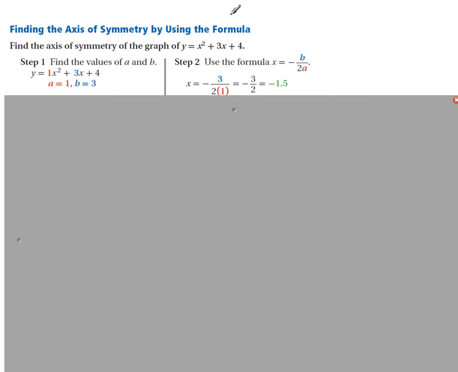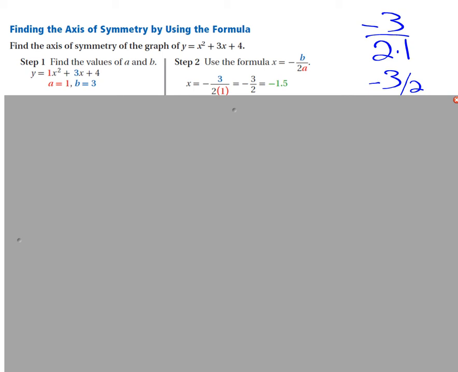Alright, so if it gives the equation, you find A and B. So in this case, A is 1, B is, so we say -3 over 2 times 1. We do a little bit of math here. 2 times 1 is 2. So we have -3 over 2. So what is our axis of symmetry? -3 over 2.